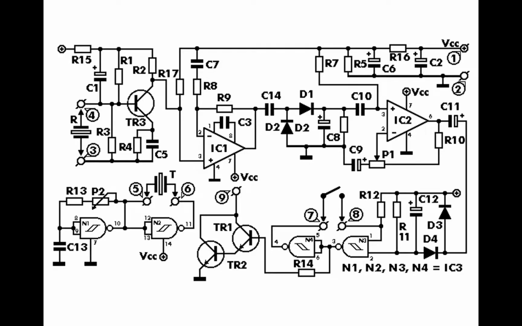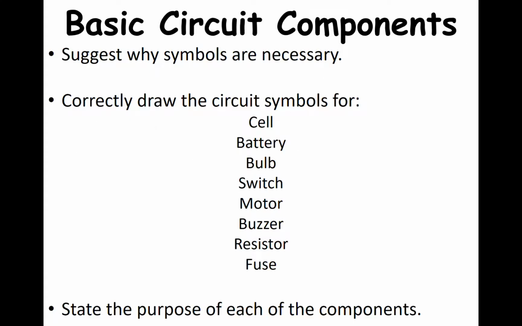This video is a Key Stage 4 introduction to drawing the basic circuit components. So by the end of this lesson we should be able to suggest why symbols are necessary rather than drawing out components, correctly draw the circuit symbols for the cell, battery, bulb, switch, motor, buzzer, resistor and fuse, and finally state the purpose of each of these components.